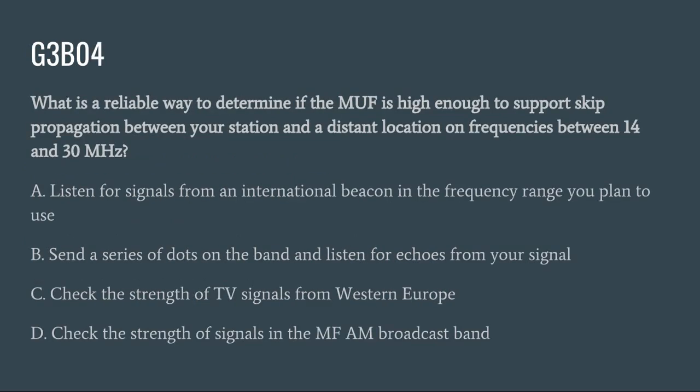G3B04, what is a reliable way to determine if the maximum usable frequency is high enough to support skip propagation between your station and a distant location on frequencies between 14 and 30 MHz? A. Listen for signals from an international beacon in the frequency range you plan to use. B. Send a series of dots on the band and listen for echoes from your signal. C. Check the strength of TV signals from Western Europe. D. Check the signal strengths in the MF AM broadcast band. The correct answer is A.